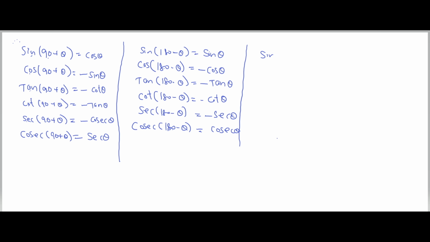And sine of minus theta. Here minus theta lies in the fourth quadrant. In the fourth quadrant sine theta is negative, that is minus sine theta. Cos of minus theta. Minus theta lies in the fourth quadrant. In the fourth quadrant cos theta is positive, that is cos theta. Tan of minus theta, that is minus tan theta.